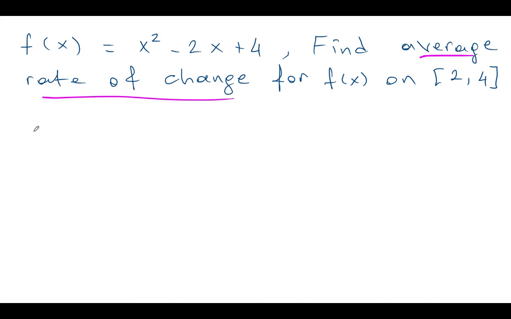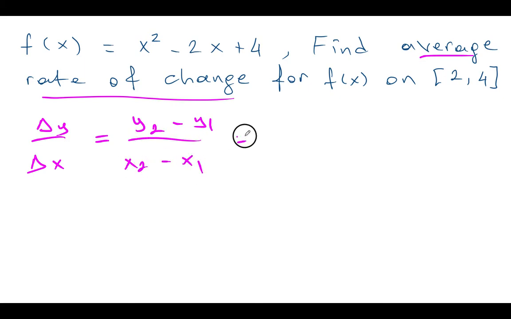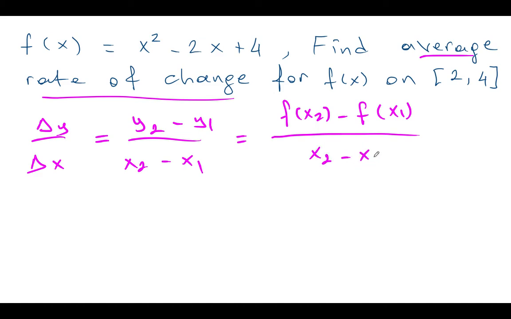So average rate of change means delta y over delta x, which means y2 minus y1 over x2 minus x1. By the way, what is y2? y2 means f at x2, and y1 means f at x1, divided by x2 minus x1. So in my question, this is now x1 and this is now x2. So on this interval, what will be f of x1?